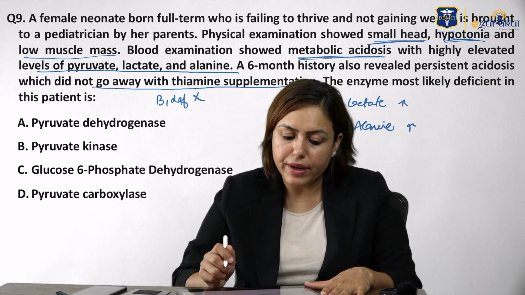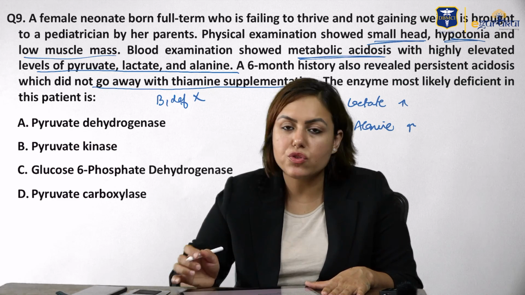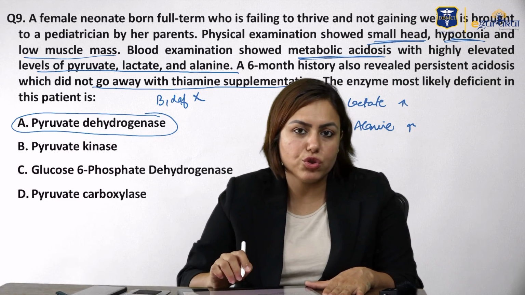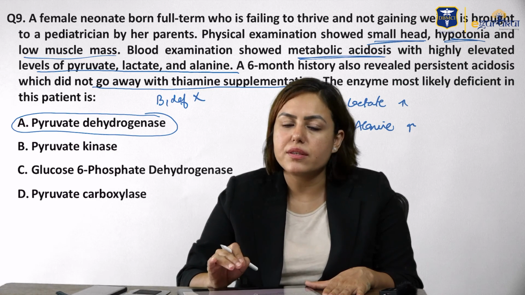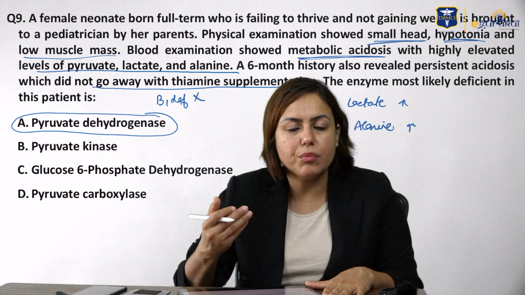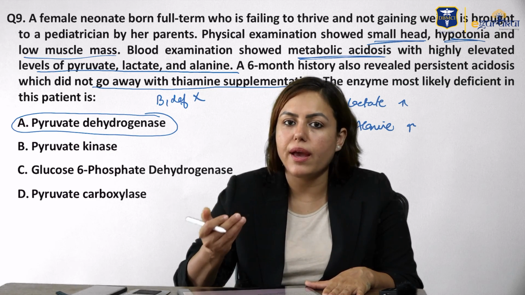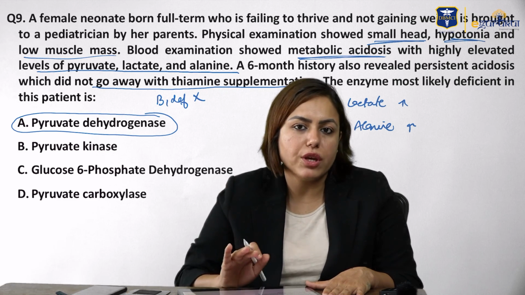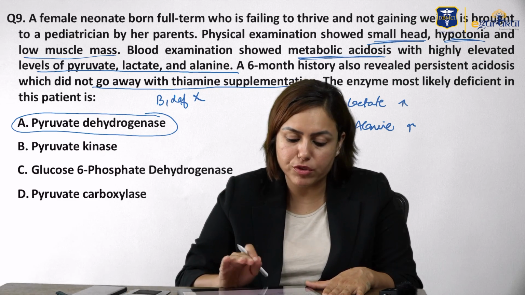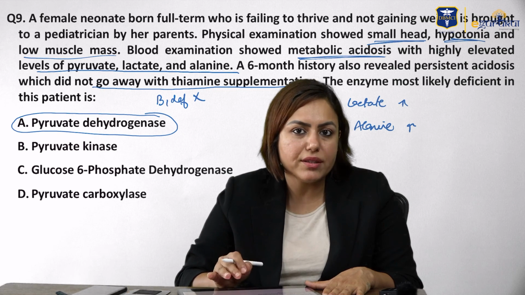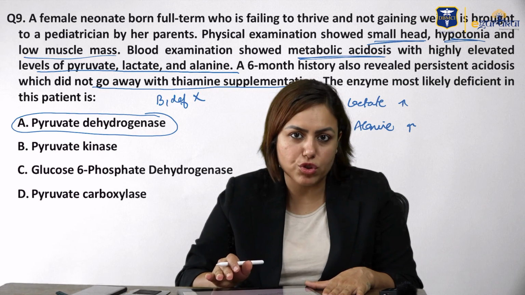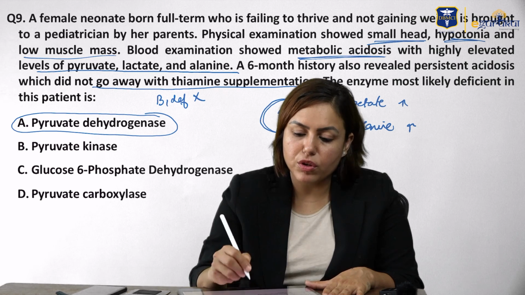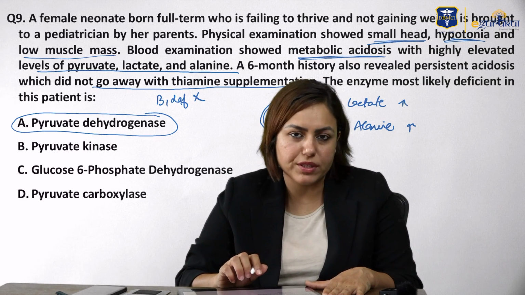So the enzyme most likely deficient in this patient is. So this is a deficiency of the link reaction enzyme, pyruvate dehydrogenase complex deficiency. This enzyme requires B1. So a similar picture of lactic acidosis can occur in B1 deficiency also. But in the question they are telling you it is not a case of B1 deficiency. So it is a genetic enzyme deficiency, pyruvate dehydrogenase, right? Excess pyruvate will be there because the substrate of this enzyme is pyruvate, right?